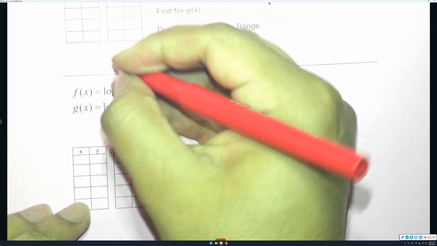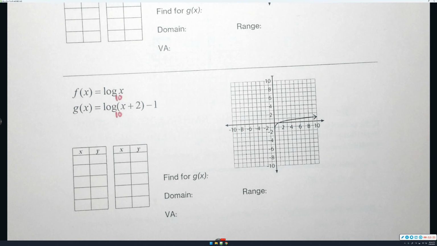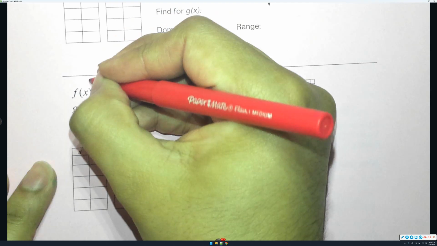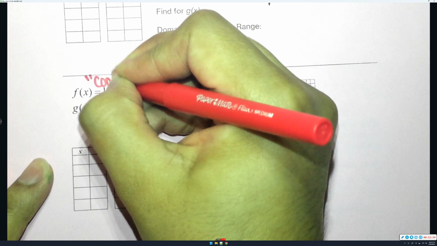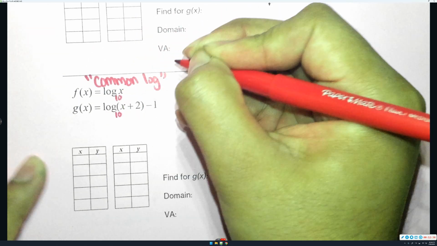So let's go ahead and write that down. A base of 10. Now, what is the name of that? If we ever have a base of 10, these logarithms are referred to as what? What are they called? Common logarithms. Good. Awesome. So if you did not know that, please go ahead and put that on the very top that these are common logarithms. Okay?